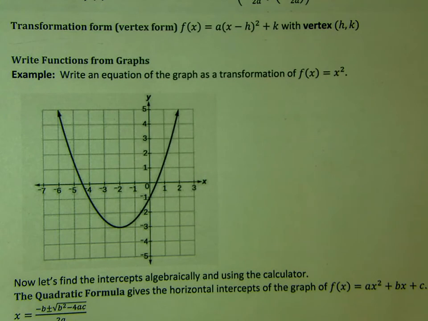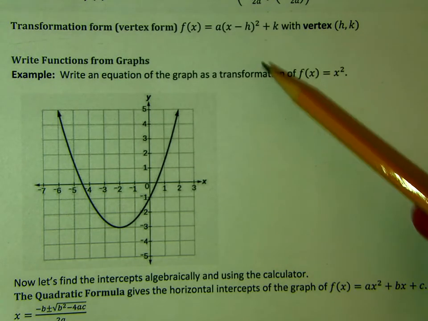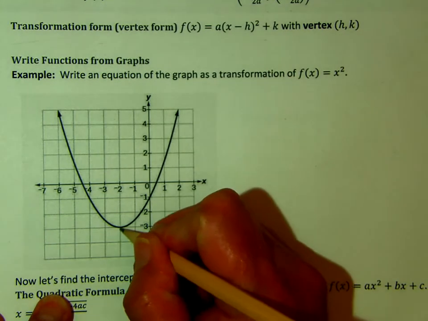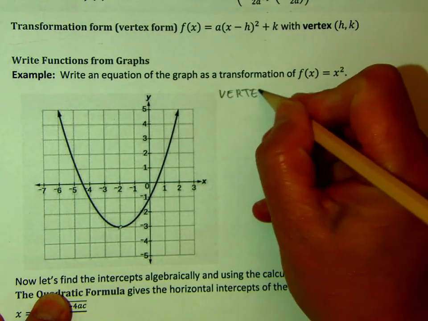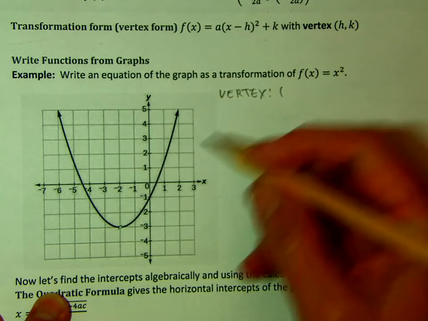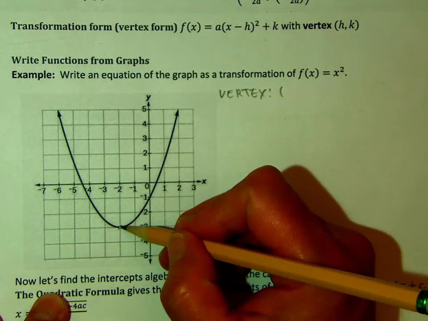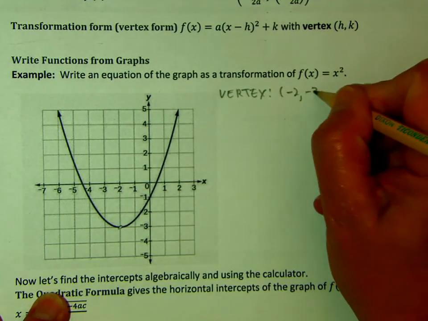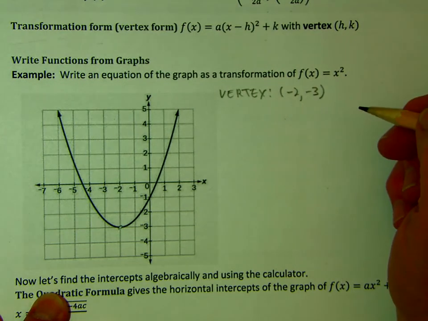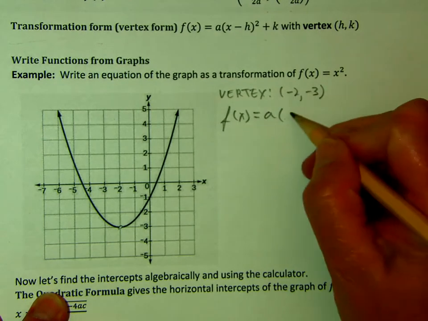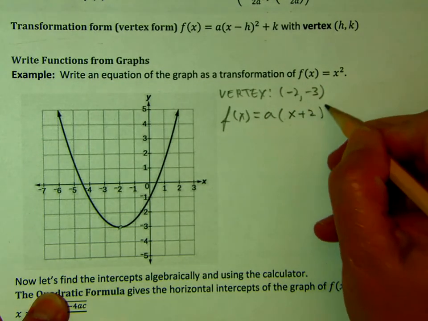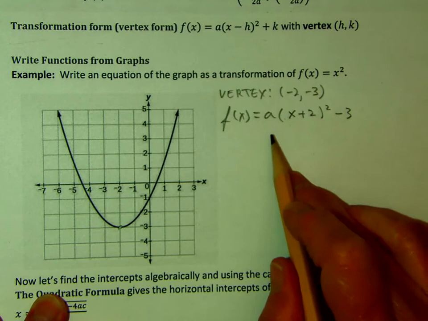Write an equation of the graph as a transformation of f of x equals x squared. So we're going to use the transformation form here. If I look at the graph, I can identify the vertex at the point negative 2, negative 3. So in the transformation form, I've already got most of it here. I just need the a.